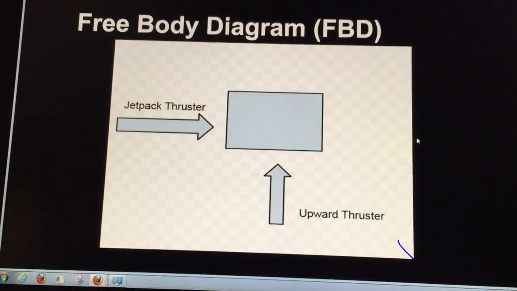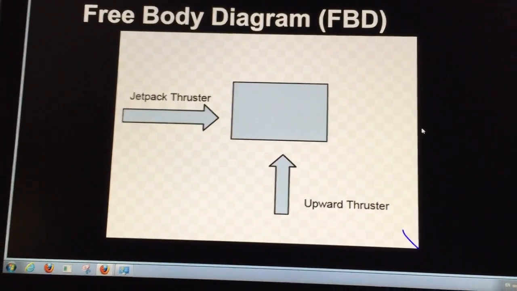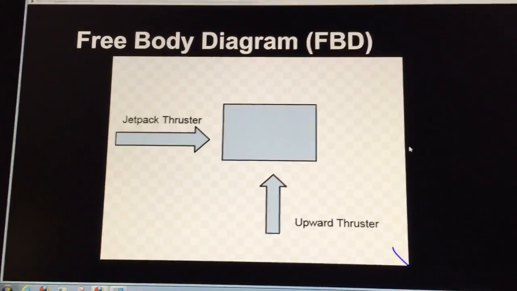This is our free body diagram. That's the jetpack thruster in the back, and then we have the upward thruster so we can get off the ground.